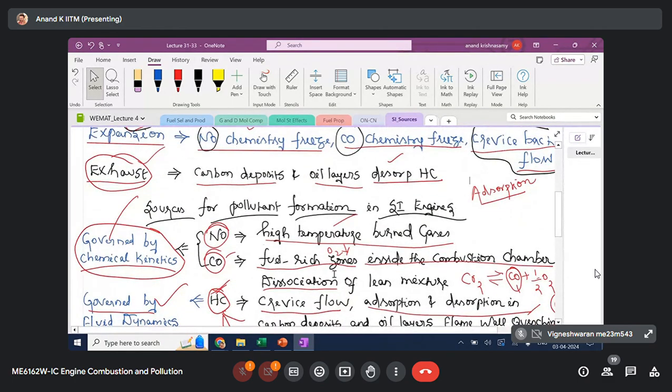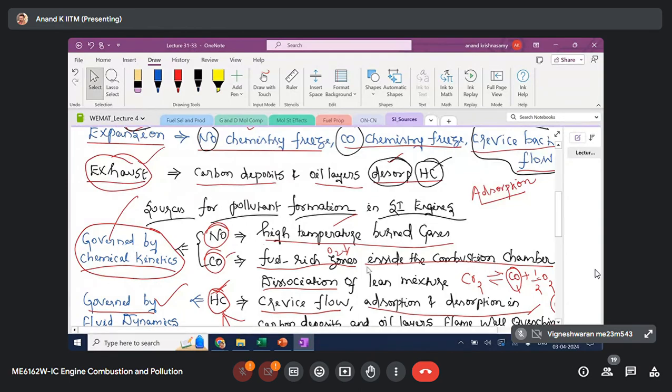During the exhaust period, the carbon deposits and oil layers will release the unburned hydrocarbon. It's a desorption process. The trapped hydrocarbon here refers to unburned fuel. This will be released into the cylinder during the exhaust process. Since the exhaust valve is open, this unburned hydrocarbon will leave along with the exhaust gas.